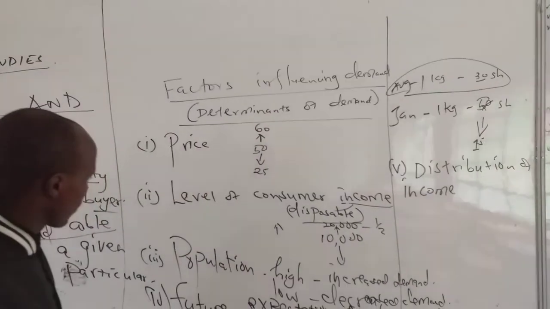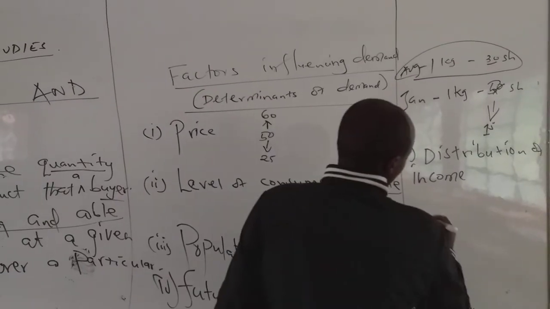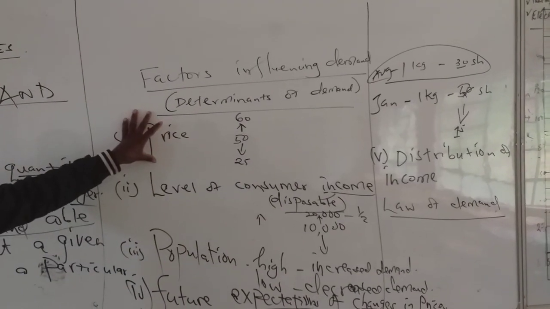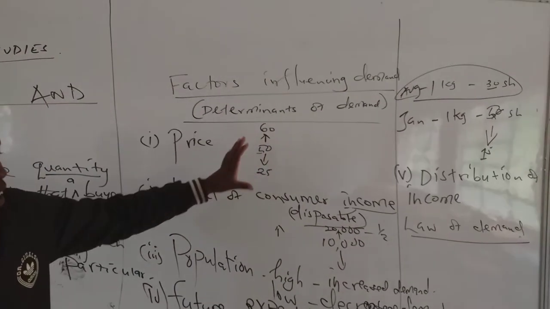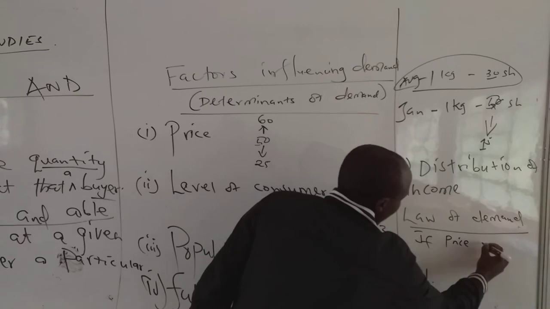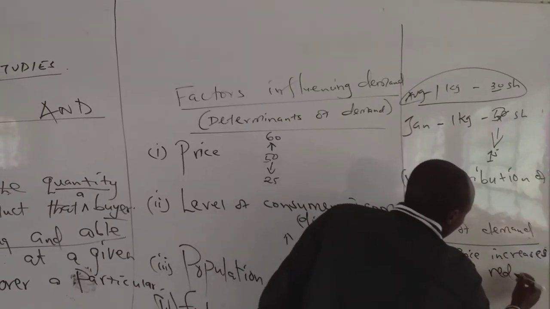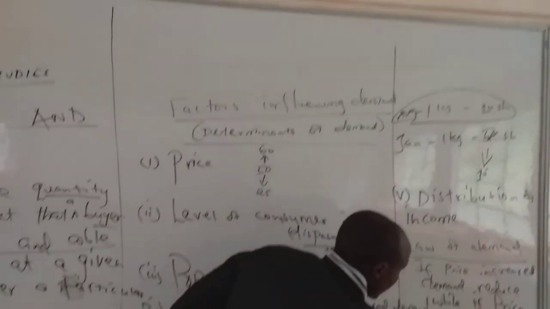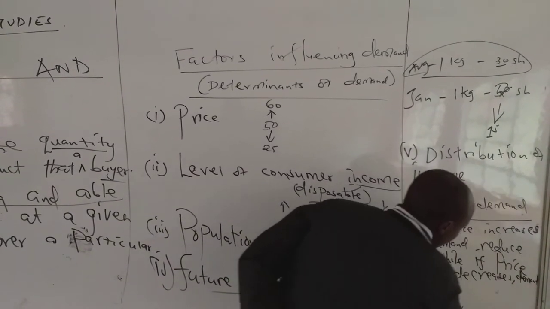Maybe those are the few points. Before we look at supply, let me mention something on the law of demand. I will derive my law of demand from the price. Just summarize these ones: if the price increases, demand falls, and vice versa. So that will form what we call the law of demand. If price increases, demand reduces, while if price decreases, demand increases.